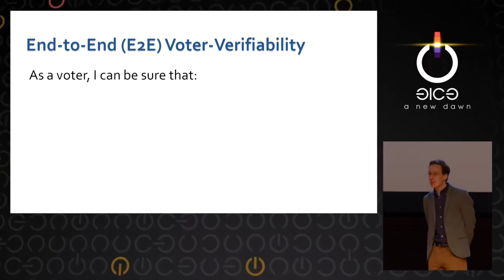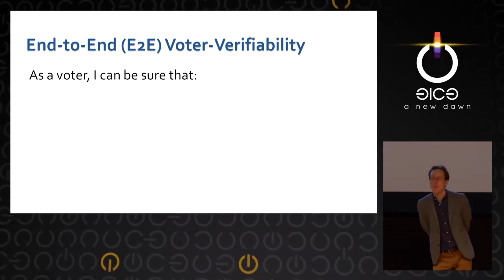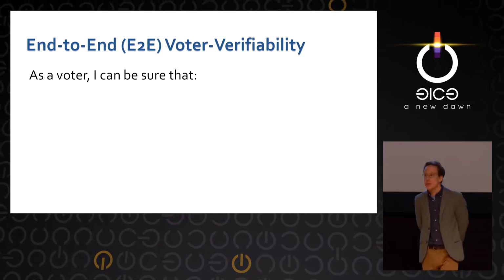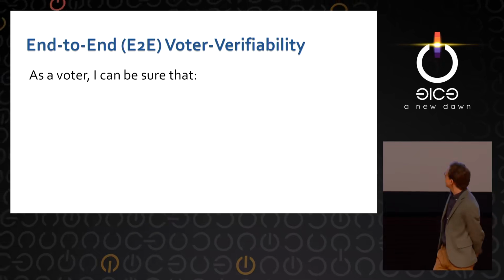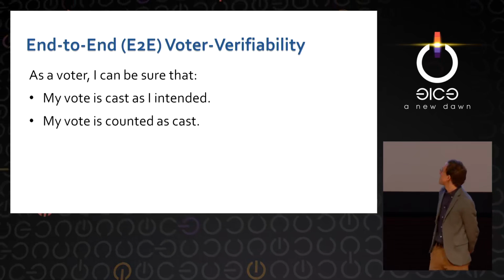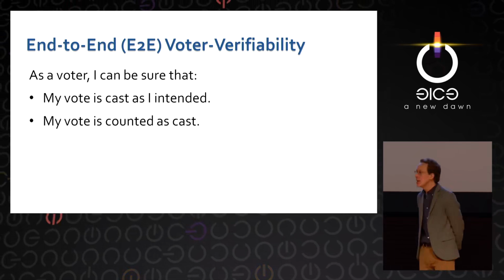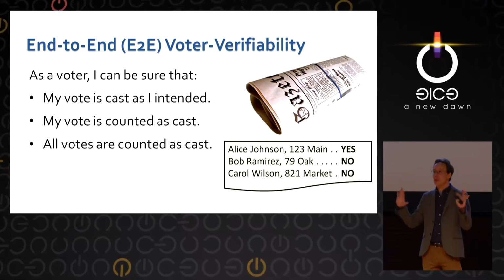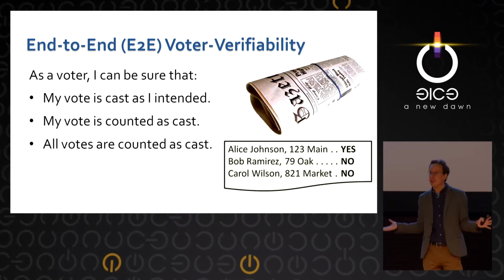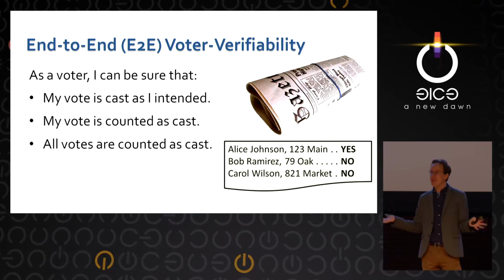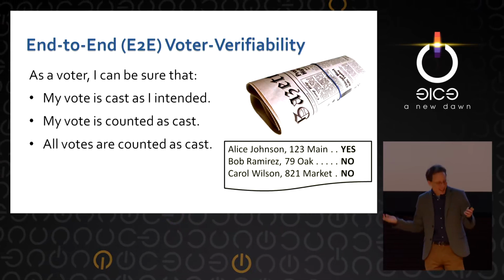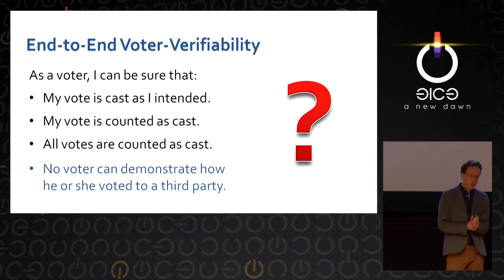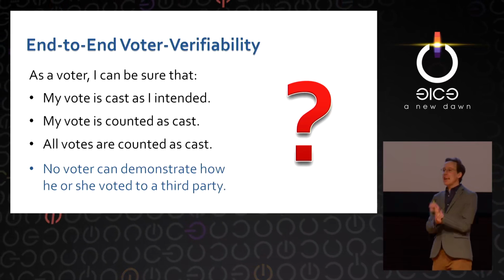It's a great question, and there's a really promising area of research on this, something called end-to-end voter verifiable voting that's based on some advanced cryptography. The idea here is basically you want a system that ensures your vote is cast as you intended, that it's counted as cast, that all votes are counted as cast, and that every voter can confirm these. One way you could get this is just by publishing everyone's name and how they voted in a newspaper, right? But of course we don't want that. It's not a secret ballot.